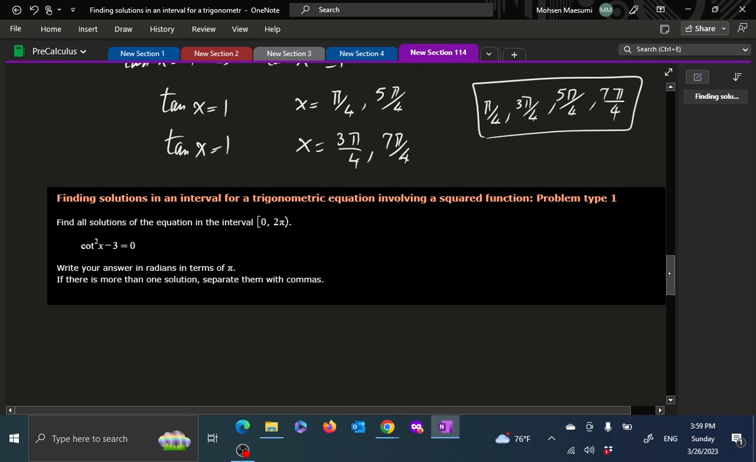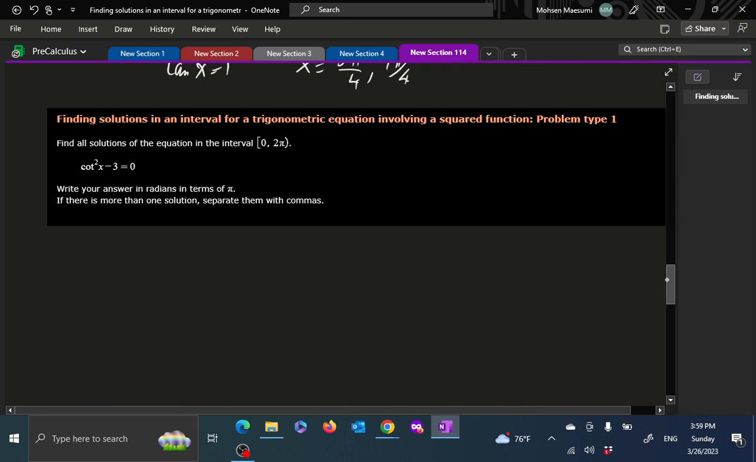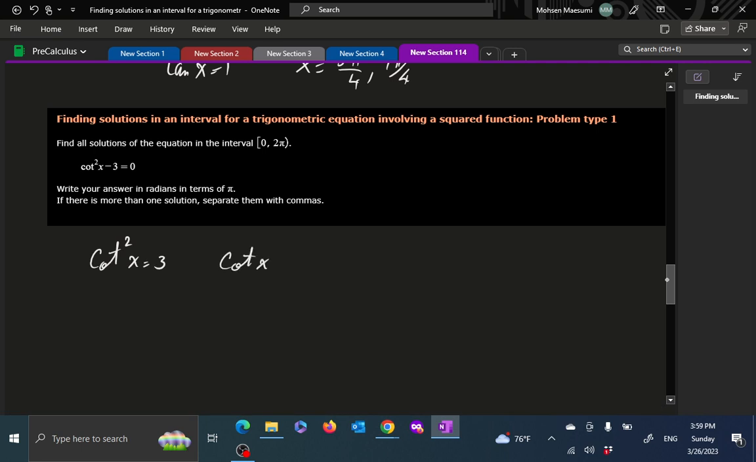Do we have more? Well, just one. Cotangent square of x is equal to 3. So cotangent of x is plus or minus radical 3. Cotangent is the same as 1 over tangent of x. So tangent of x, taking the reciprocal, becomes 1 over radical 3. Rationalize: radical 3 over 3.